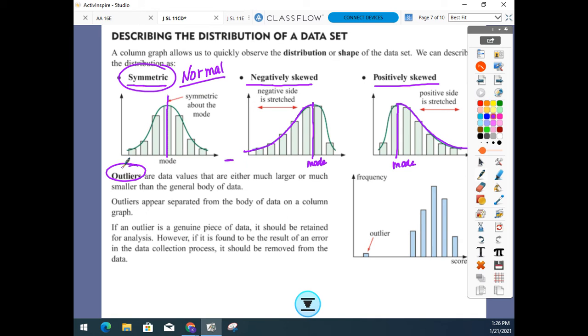And an outlier is just a data point that doesn't fit. It's either much too large or much too small, and they're separated from the body of the group. So notice in this picture, all of my data scores are over here. My outlier's way over here. And there's actually a formula to determine this, and that's if we were to calculate a box and whiskers or a box plot. That's how you can figure out outliers. We'll get to that later.